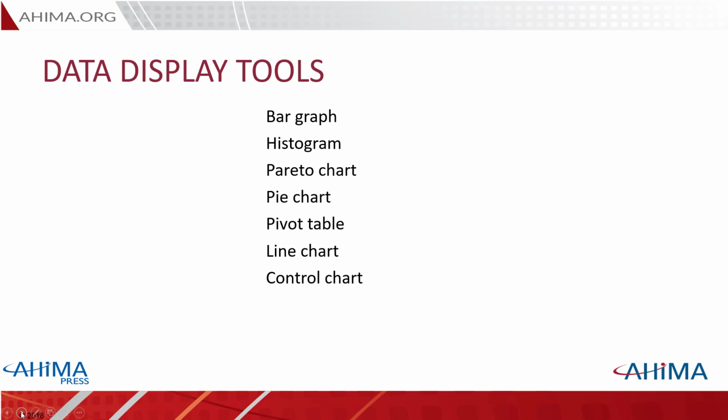So a bar graph. Description: uses bars to visualize information. Its use is to display discrete categories. And the layout: the categories are placed on the horizontal or the x-axis. So that's the line across the bottom. The number or frequency values are placed on the vertical or the y-axis. So that's going to run up the side.